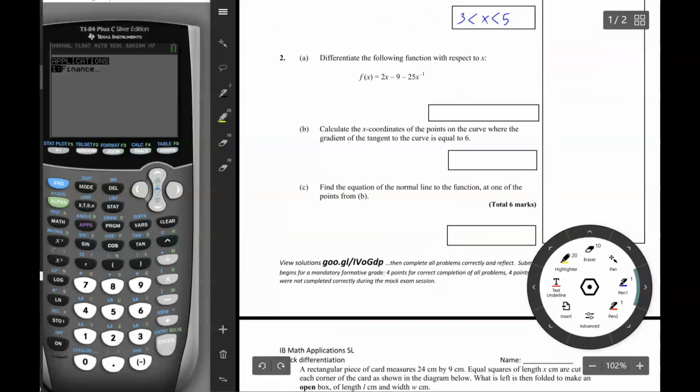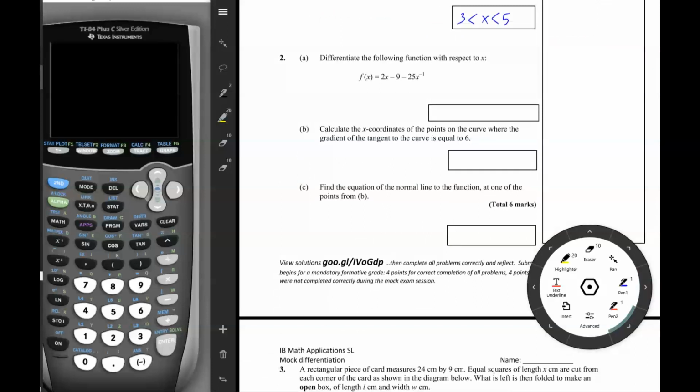Differentiate the following function with respect to x. Okay, so remember, the first thing we would like to do is always make sure that when we write the x with the exponent, the exponent is negative. Oh, look, it's already negative. Isn't that nice? They could have been mean, and they could have written 25 divided by x, and then we would have to rewrite that as 25 to the negative 1, but we don't have to because they already gave it to us that way. Perfect.